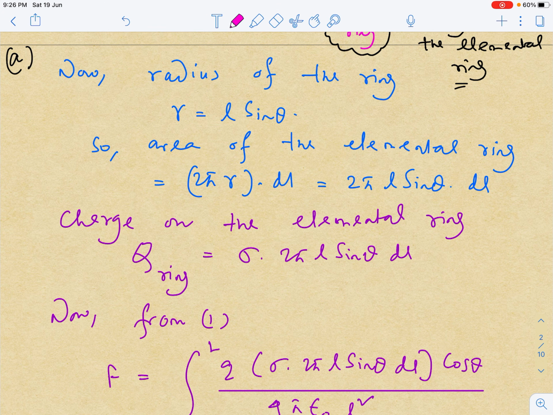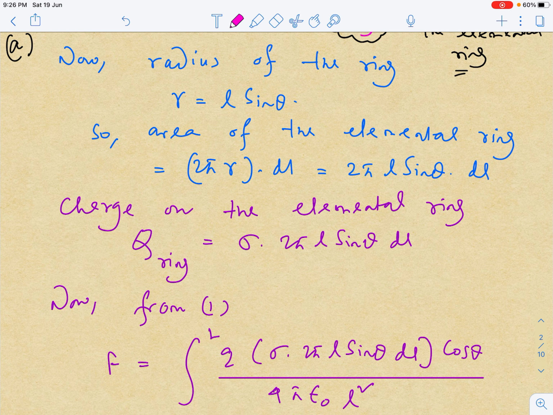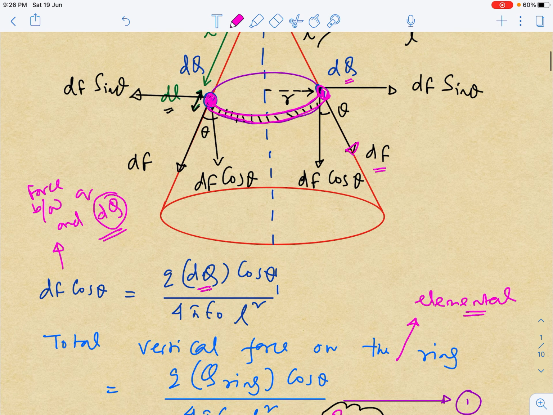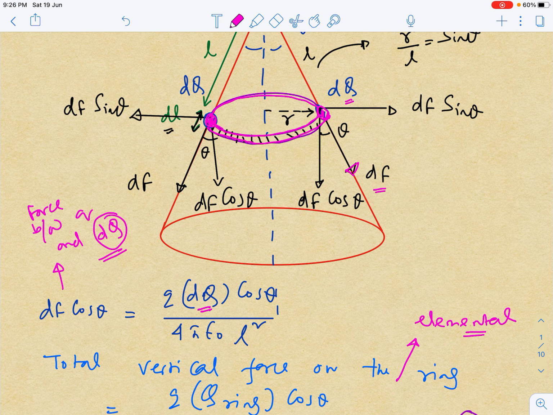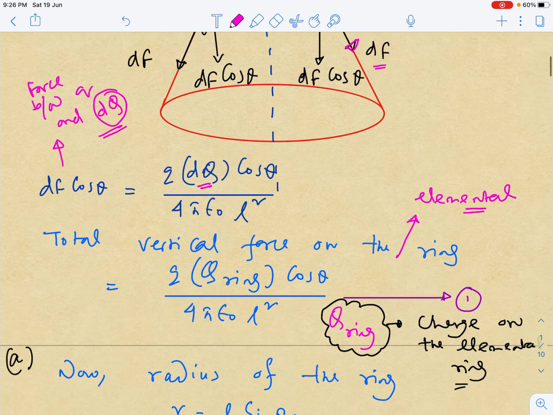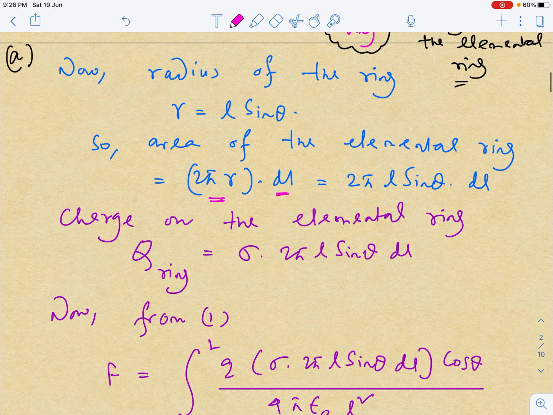All right. Then area of the elemental ring. Area of the elemental ring is periphery into thickness. This is the periphery, and periphery is 2 pi into r. Thickness is dl, that I have already considered. This length is dl. So area comes to be 2 pi r into dl. r is equal to L sine theta, we already got earlier, so I'm just substituting the value. So 2 pi L sine theta into dl. So this is the area that we are getting.